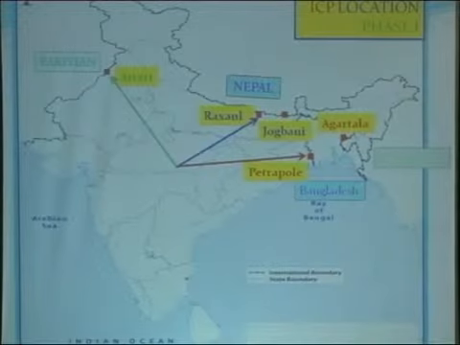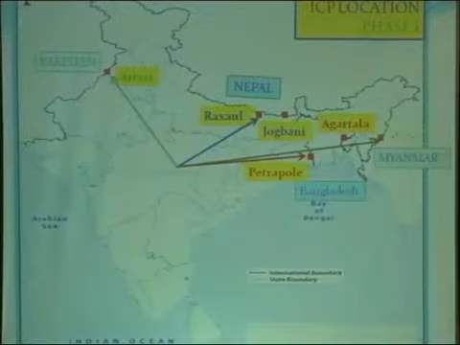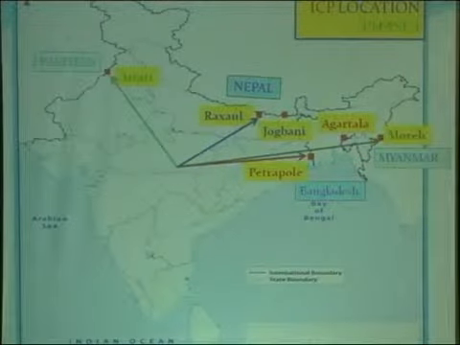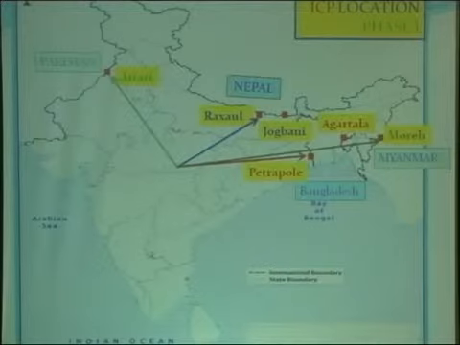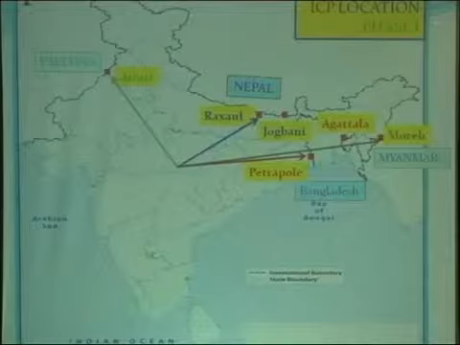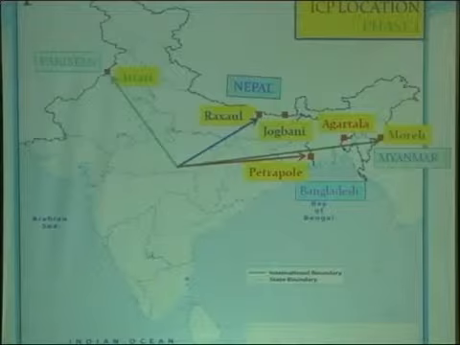Before these integrated checkposts were set up, there was total lack of adequate infrastructure. Besides, there was total lack of coordination and cooperation among the various agencies, be it the customs, be it the security, be it the immigration, be it the phytosanitary authorities, and a host of other people like banks, etc.